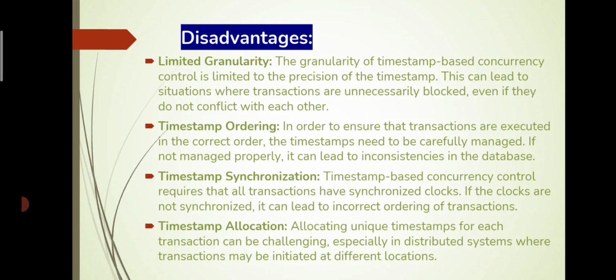Timestamp allocation. Allocating unique timestamps for each transaction can be challenging, especially in distributed systems where transactions may be initiated at different locations. So this is about timestamp ordering concurrency control.